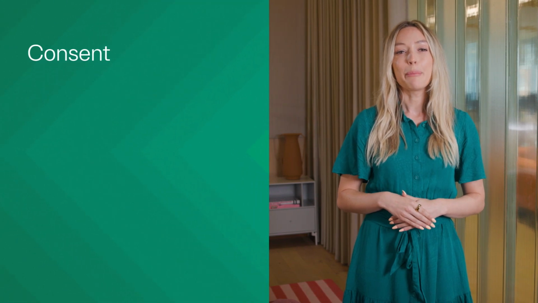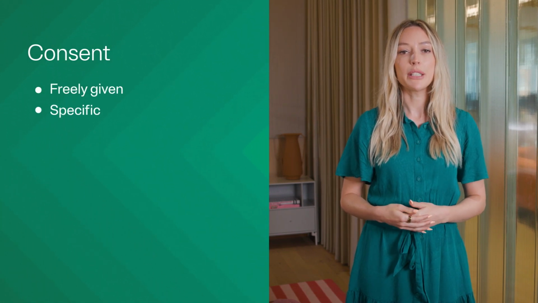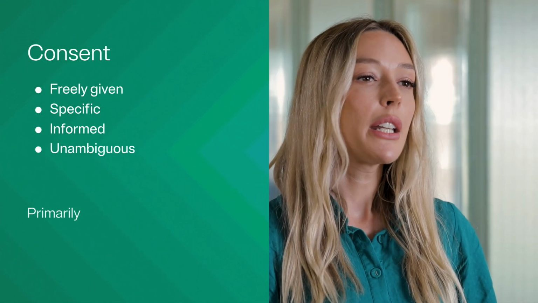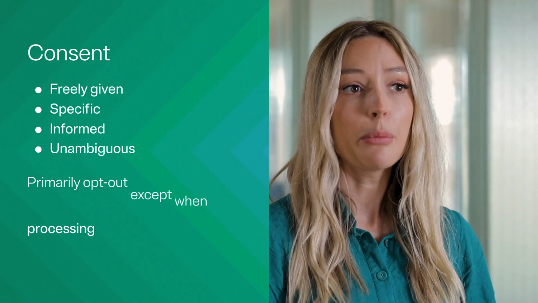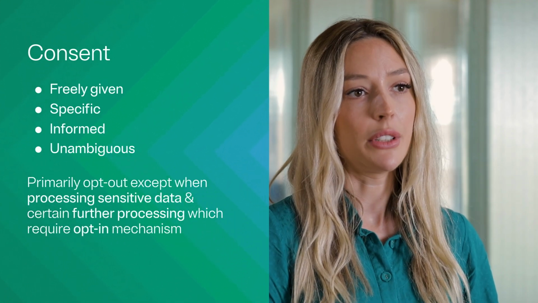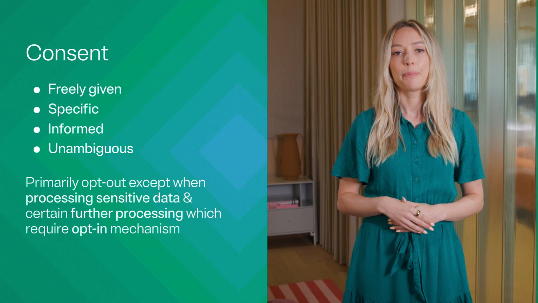Now let's look at the core compliance requirements that mirror those found across other US state privacy laws. Valid consent must be obtained through a clear affirmative act that's freely given, specific, informed, and unambiguous. While Montana primarily operates on an opt-out mechanism for obtaining consent, processing sensitive personal data and further processing of personal data is only lawful on a strictly opt-in basis.